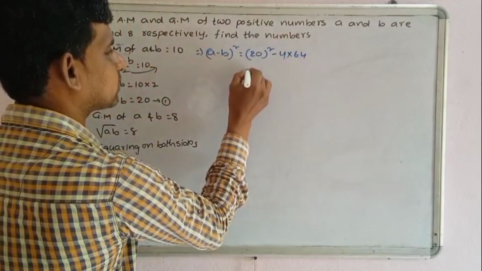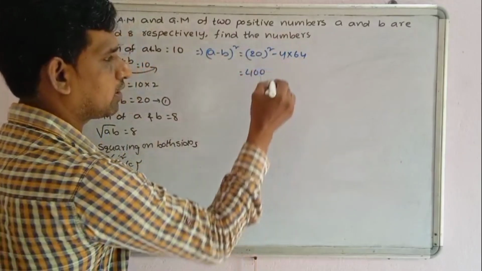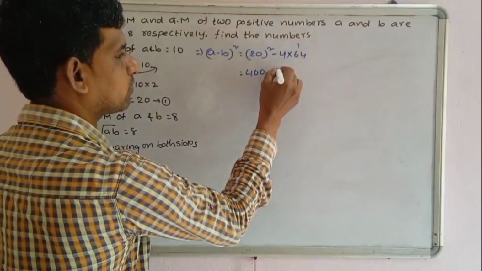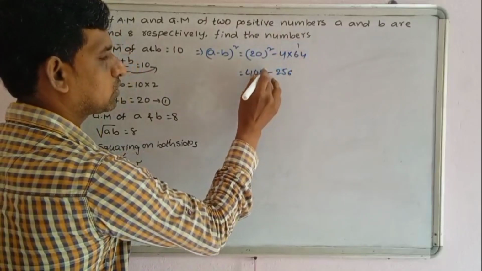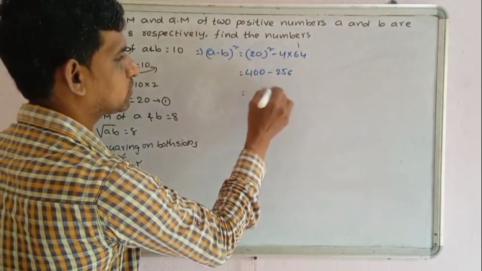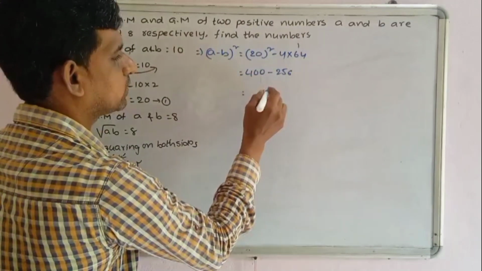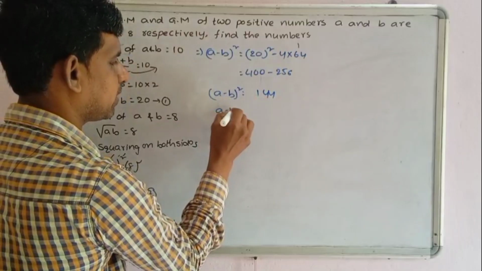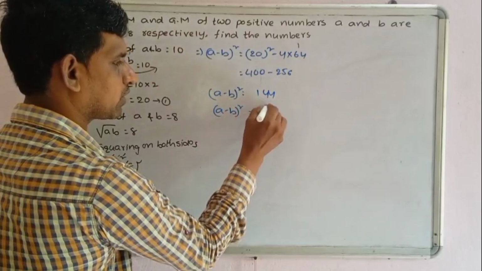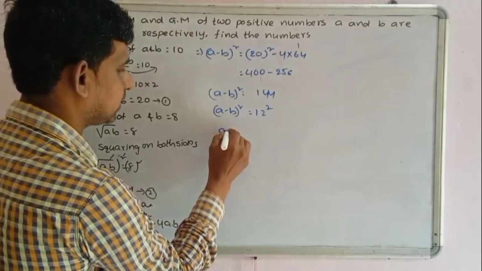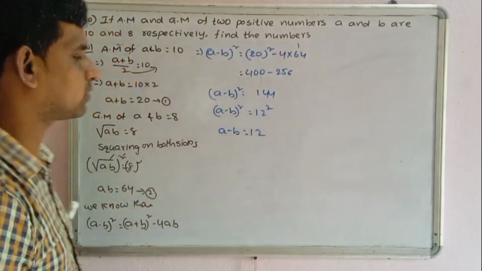So 20 square is 400. 20 square value 400 minus 4 times 64, which is 256. So now subtract 256 from 400. 0 minus 6 is 4, 9 minus 5 is 4, so 144. (A minus B) whole square equals 144, which can be written as 12 square. So now the squares will get cancelled. So A minus B equals 12.